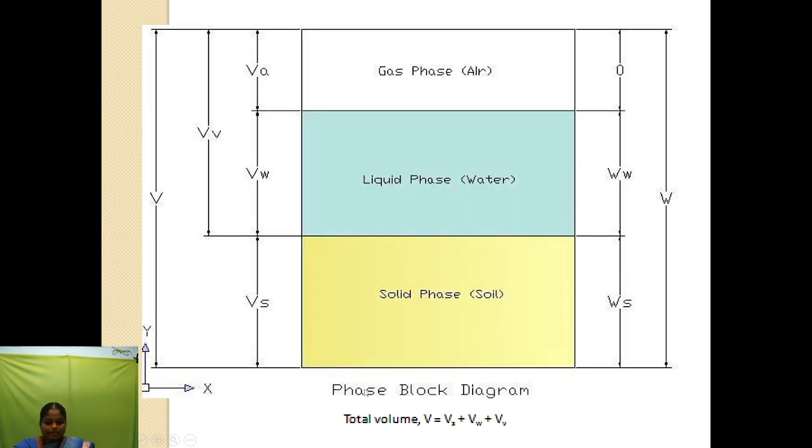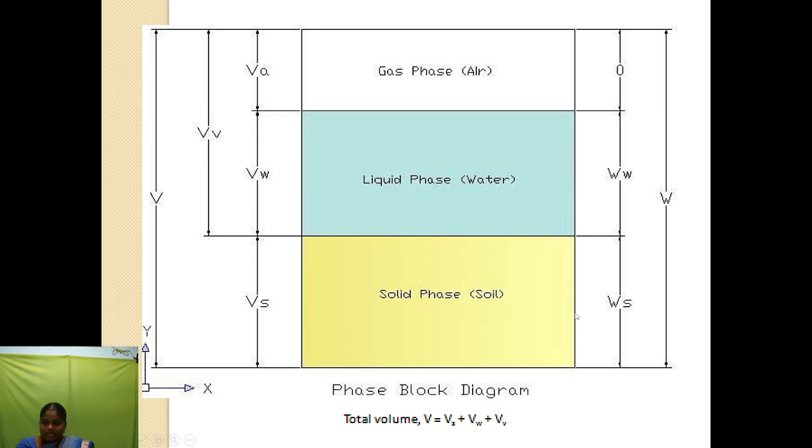So there are three different types of phases in the system. One is the solid phase, another one is the liquid phase, and another one is the air or gaseous phase. So three different types of phase. The volume and weight relationships should be used for soil mechanics problems.